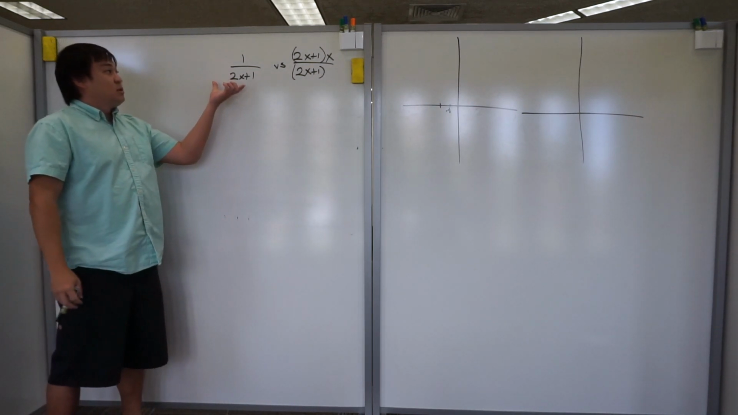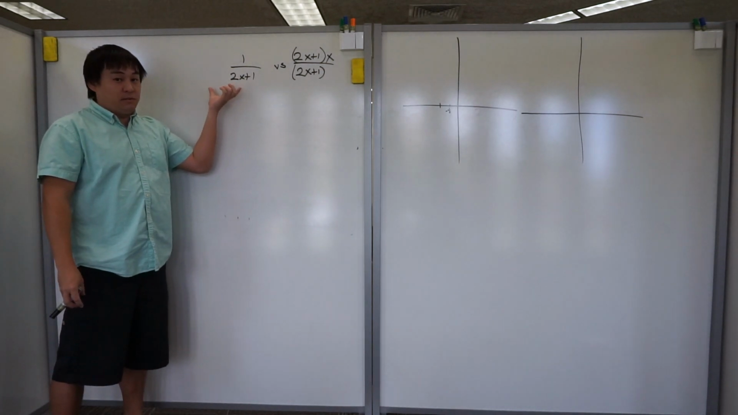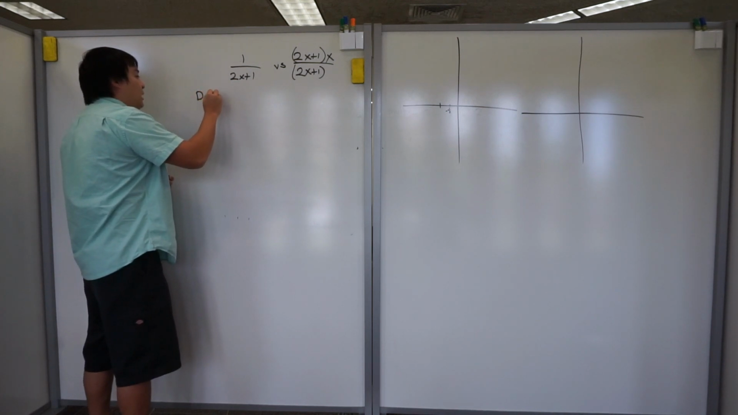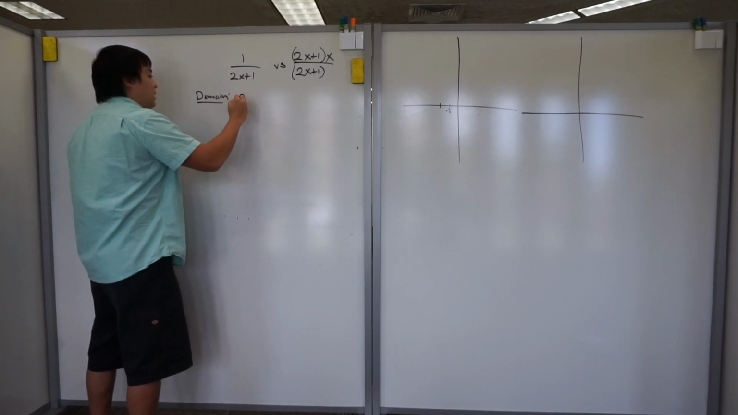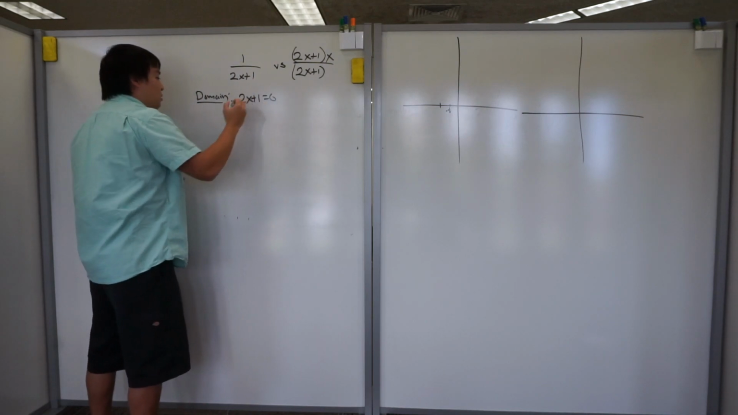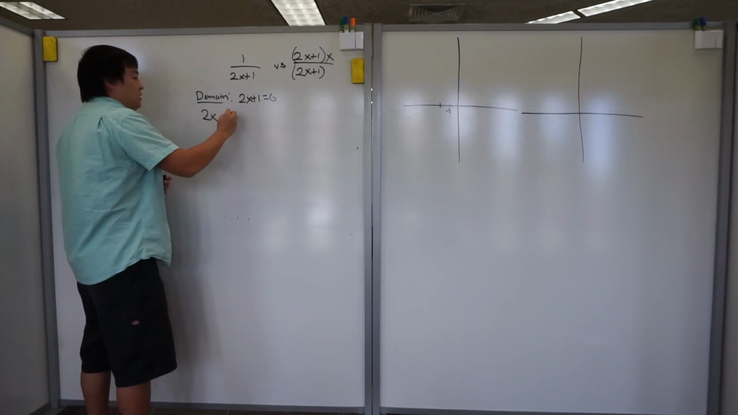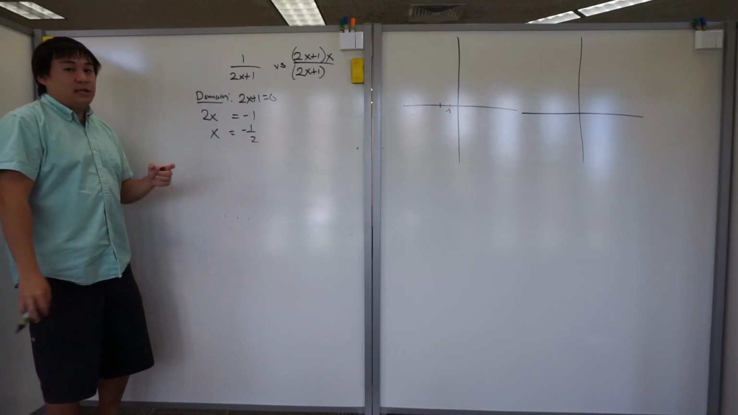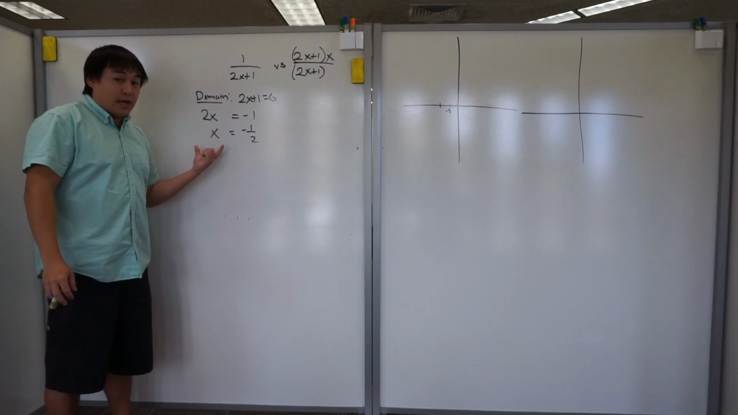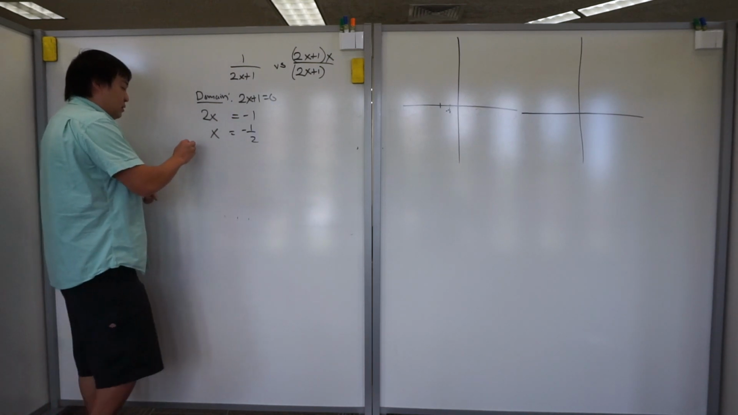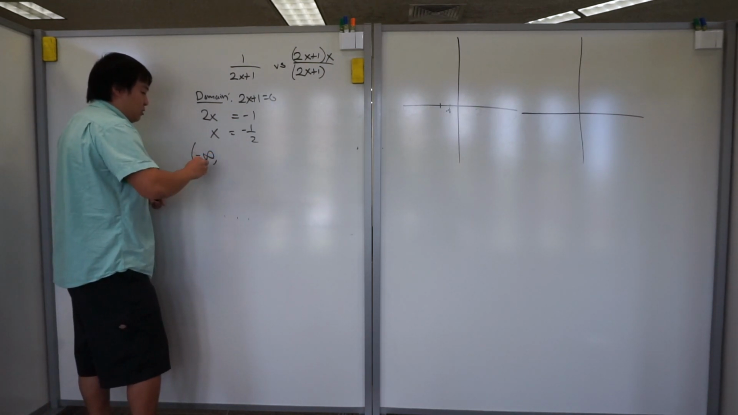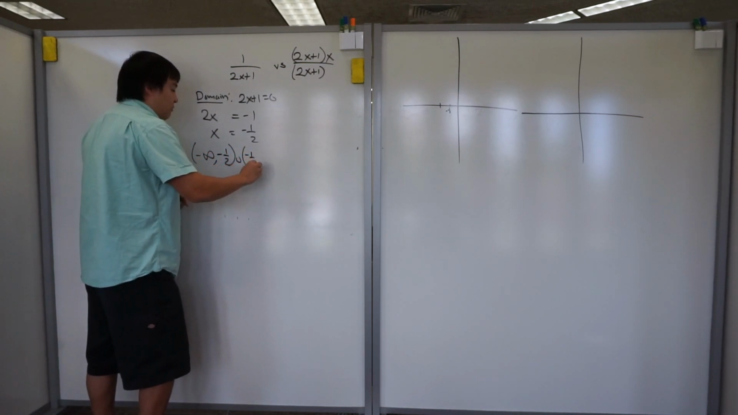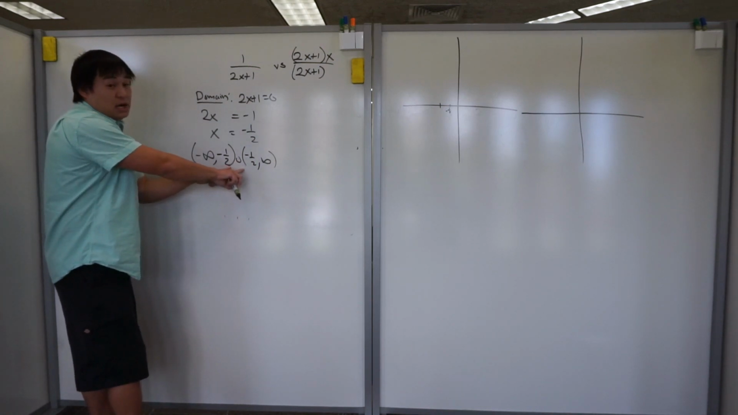Okay, so this first example, right, there's no simplification that can happen. So here, the domain we solve by setting the denominator equal to 0. So 2x is equal to -1, or x is -1/2. Okay. This is the restriction, so x cannot be -1/2. So what that tells us is the domain is everything except -1/2. Okay. It does not include this.